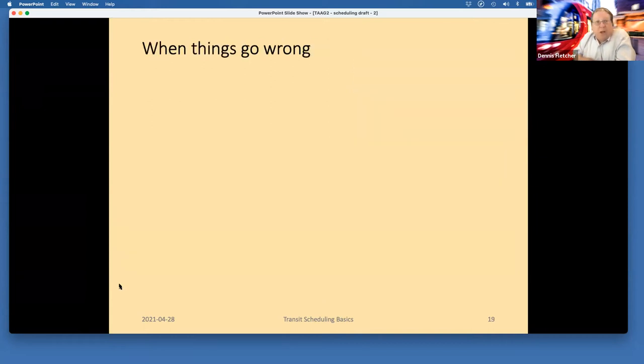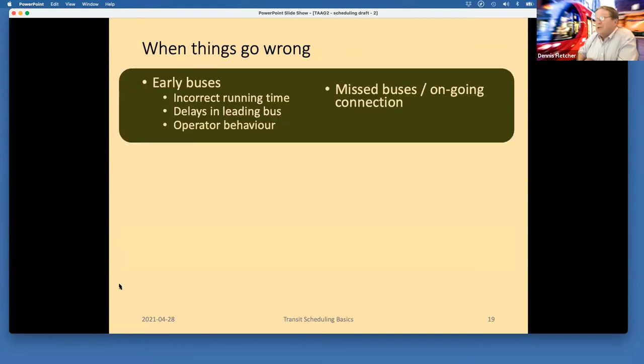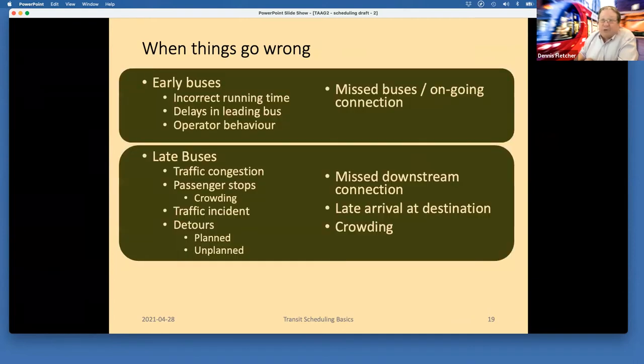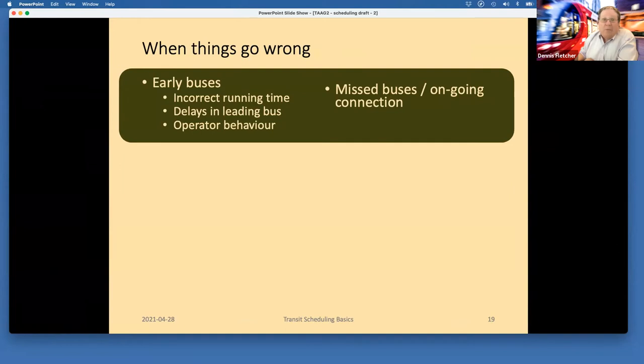So what about when things go wrong? From a passenger's perspective, there's two principal areas where a schedule runs into trouble. First, my bus is early and I missed it. Maybe my bus was on time, but my connecting bus at the transfer point left early. Either way, I'm going to be late.